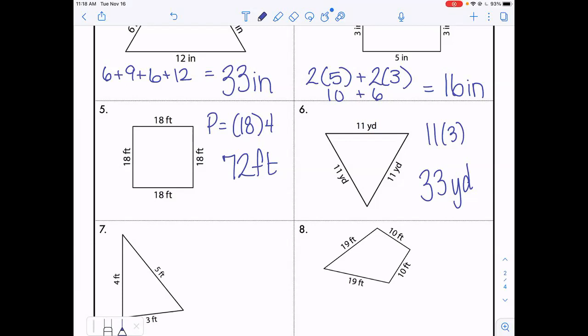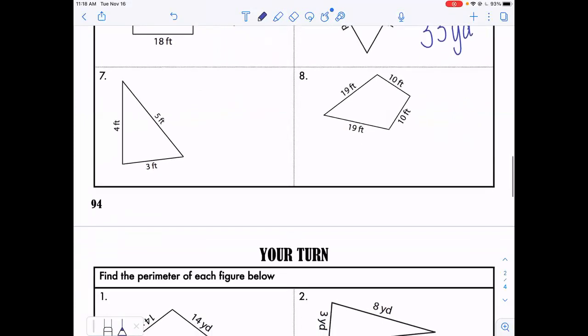All right, number 7. How do I find the perimeter? Add all the sides. 4 plus 3 plus 5. What's 4 plus 3? 7 plus 5 is 12. What's my label?